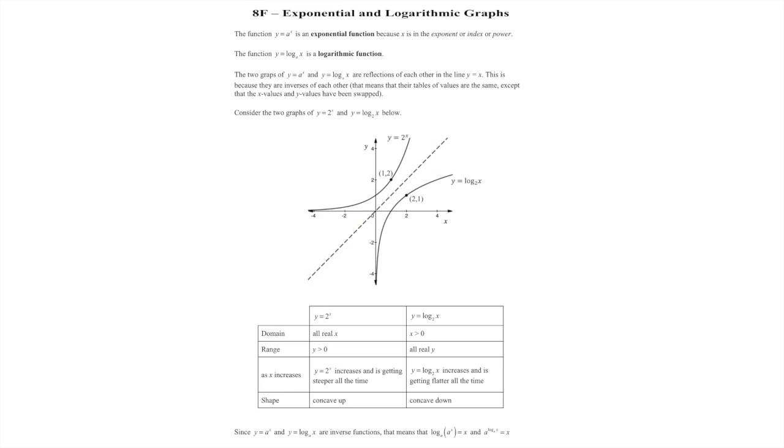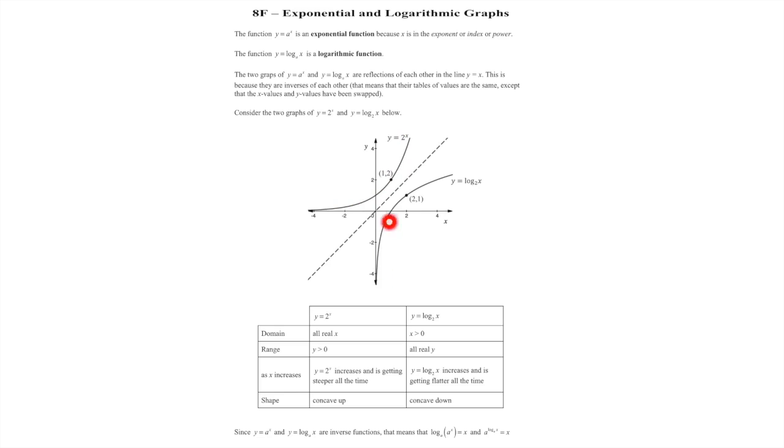Now if you look at the first exponential graph, y equals 2 to the power of x, it goes from left to right. All x values are real, so it has a domain of all real x. The range is all y values greater than 0, because the x-axis is an asymptote. And it's getting bigger, it's increasing, and as it's increasing, it's getting steeper and steeper. It's increasing at a faster and faster rate all of the time. The shape is called concave up. That's what you call it when the gradient is increasing as you go across.